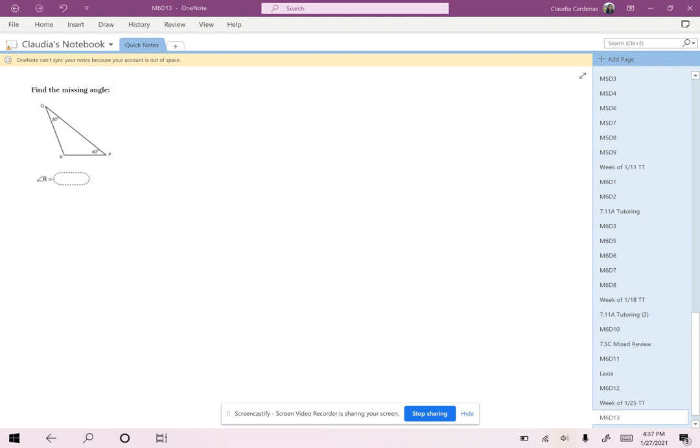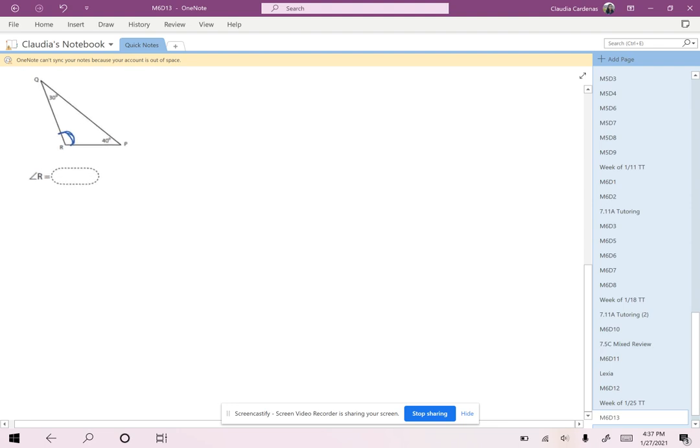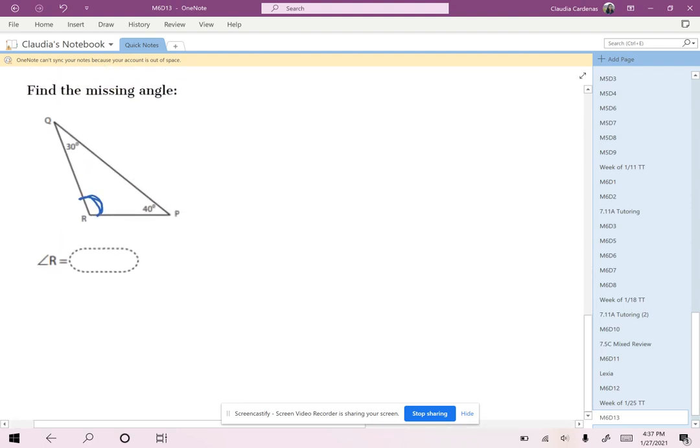So the problem below says to find the missing angle. So we're missing angle R, so I'm just going to highlight this part. I'm also going to zoom in so you can see it and draw on your notes.